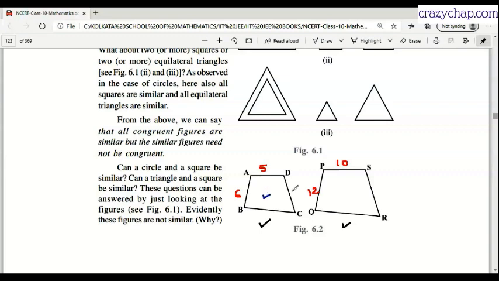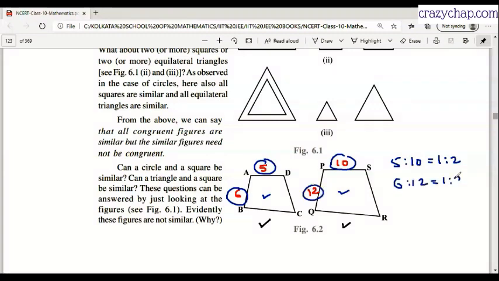sides of quadrilateral ABCD and sides of quadrilateral PQRS, if you compare the sides 5 and 10, what is the ratio? 1 is to 2. That's great. Similarly, the side ratio of 6 and 12 is also 1 is to 2. That is why I said that these two quadrilaterals are similar.